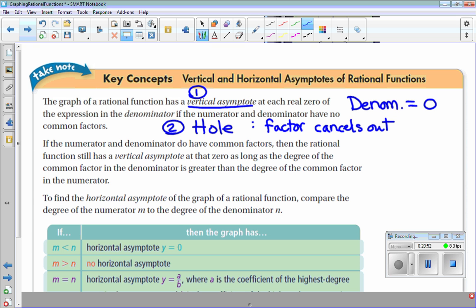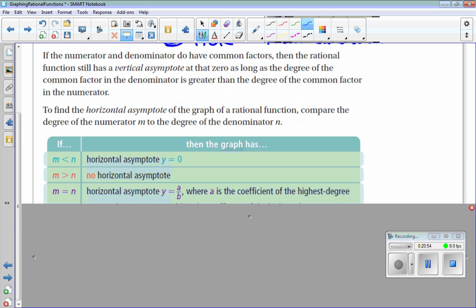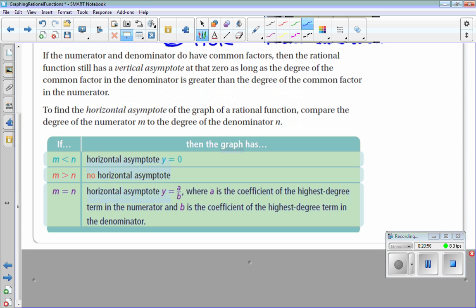Let's write where the horizontal asymptotes are. It's the blue chart. Okay? So I'm going to pause the recording for a minute and put in attendance. I want you to copy the blue chart into your notes. Horizontal asymptotes is what we're looking at here.